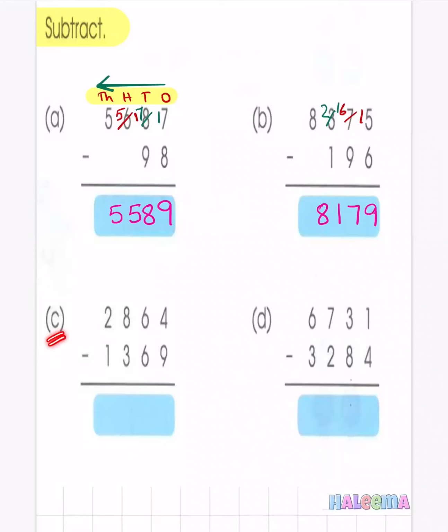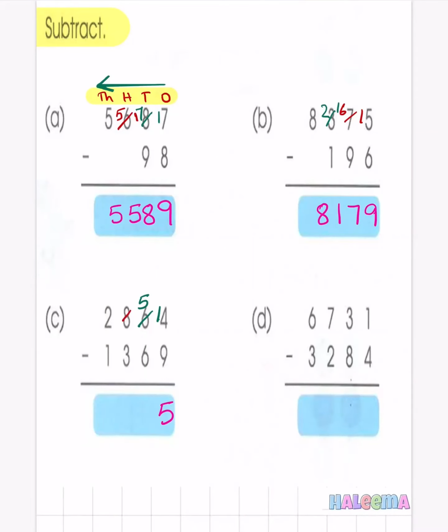Moving on to part C, starting from the ones place, 4 minus 9 is not possible. What we're going to do is we're going to borrow it from 6. So 6 will become 5 and 4 will become 14. 14 minus 9 is 5. 5 minus 6 is not possible. We're going to borrow it from 8.